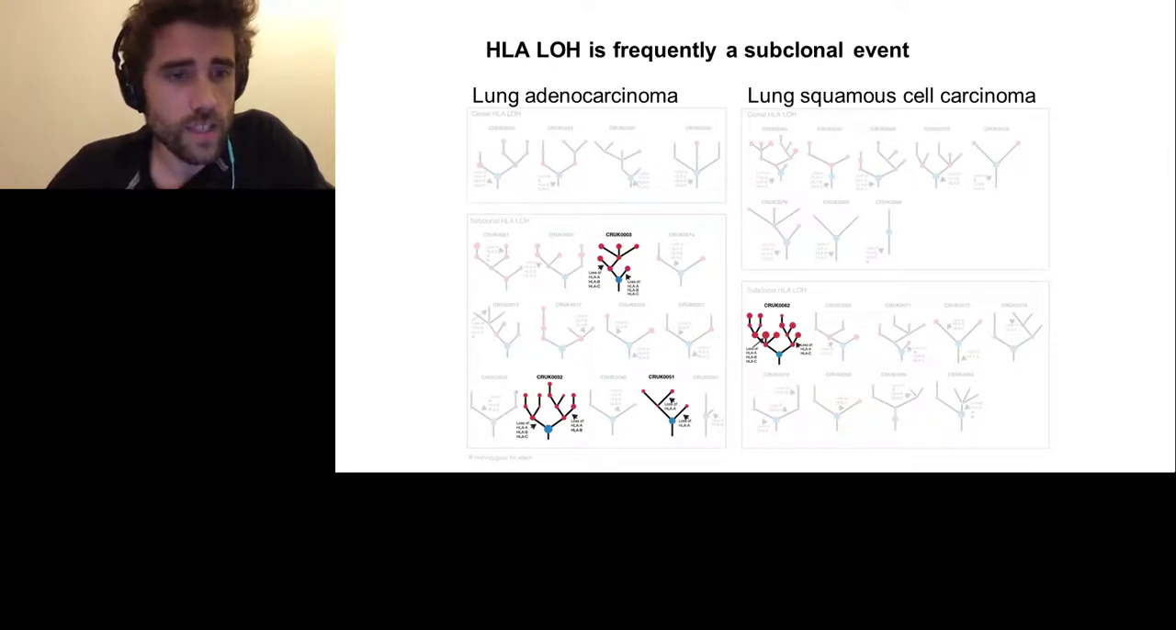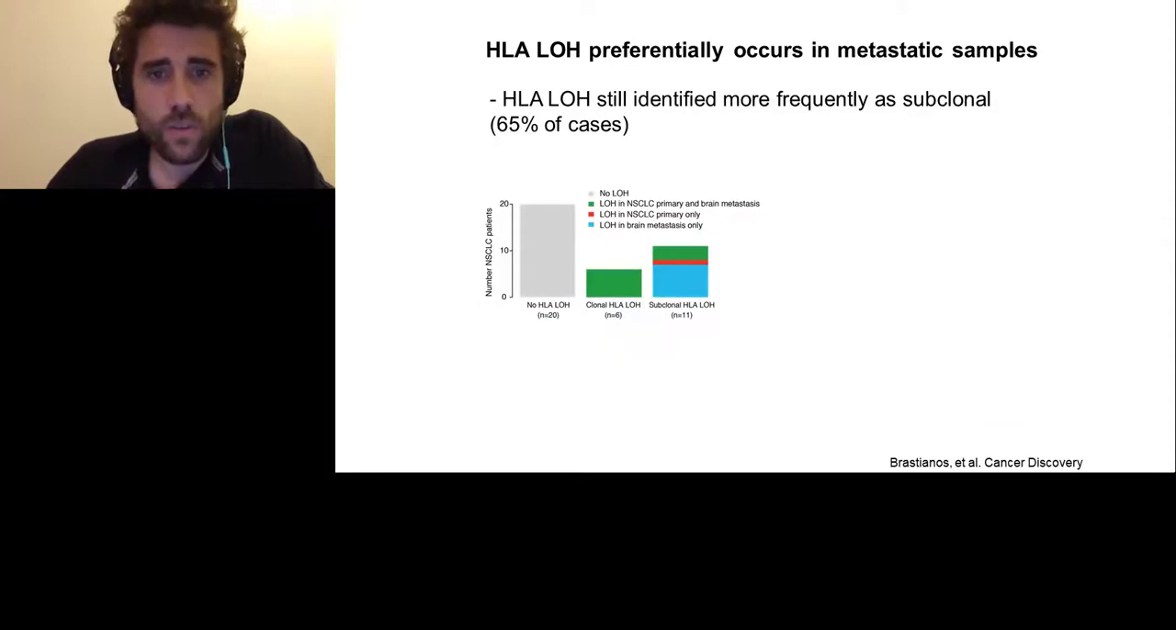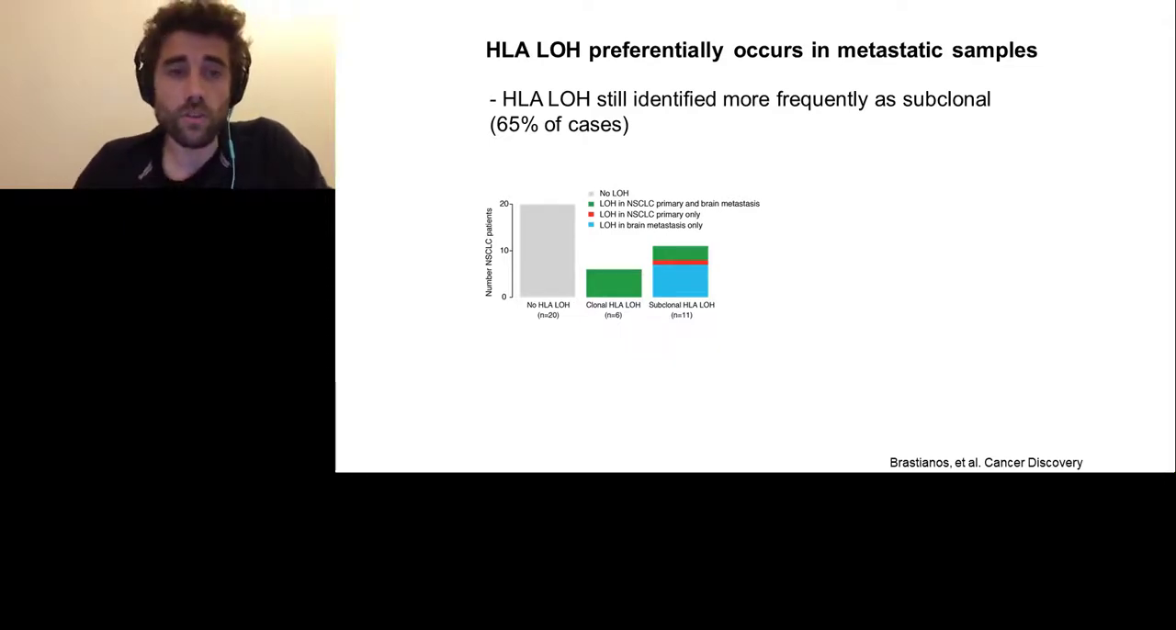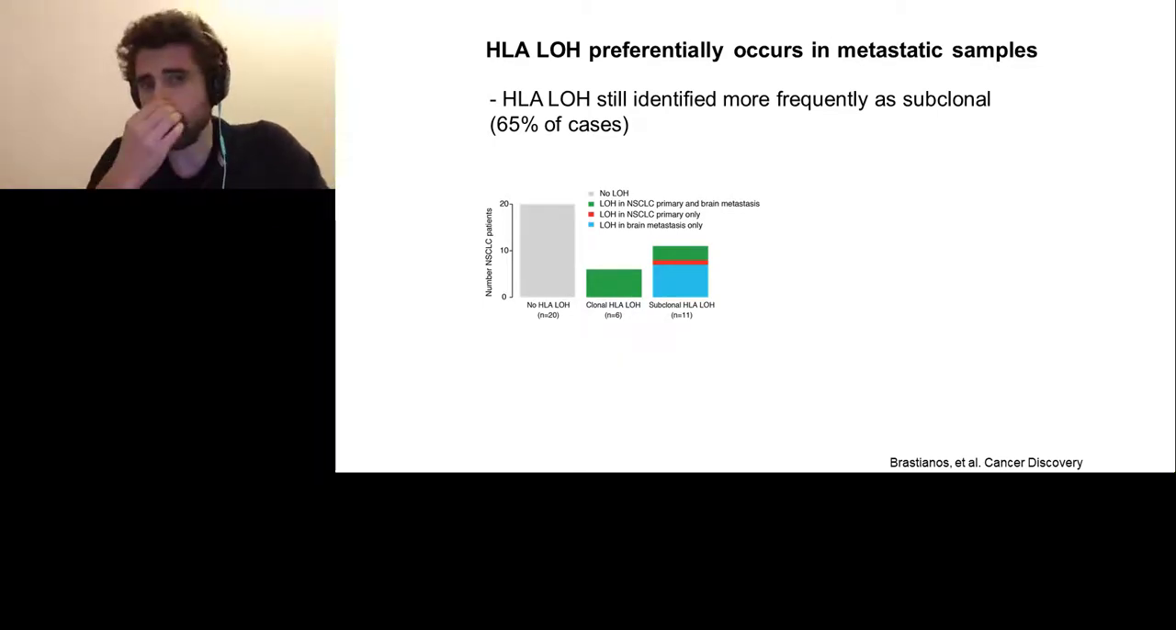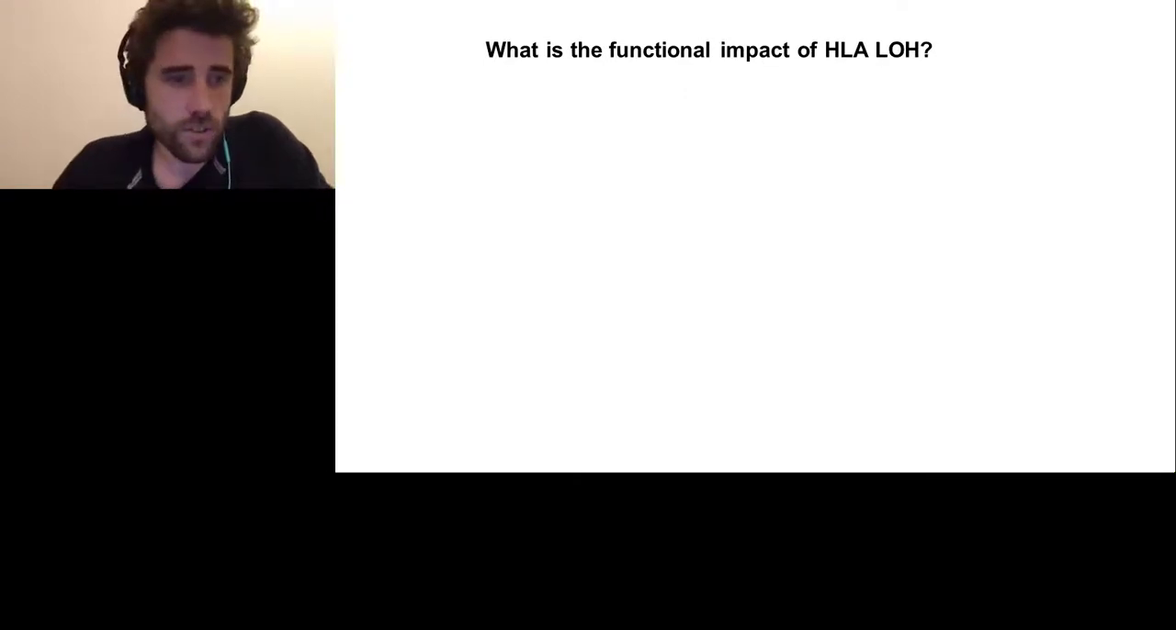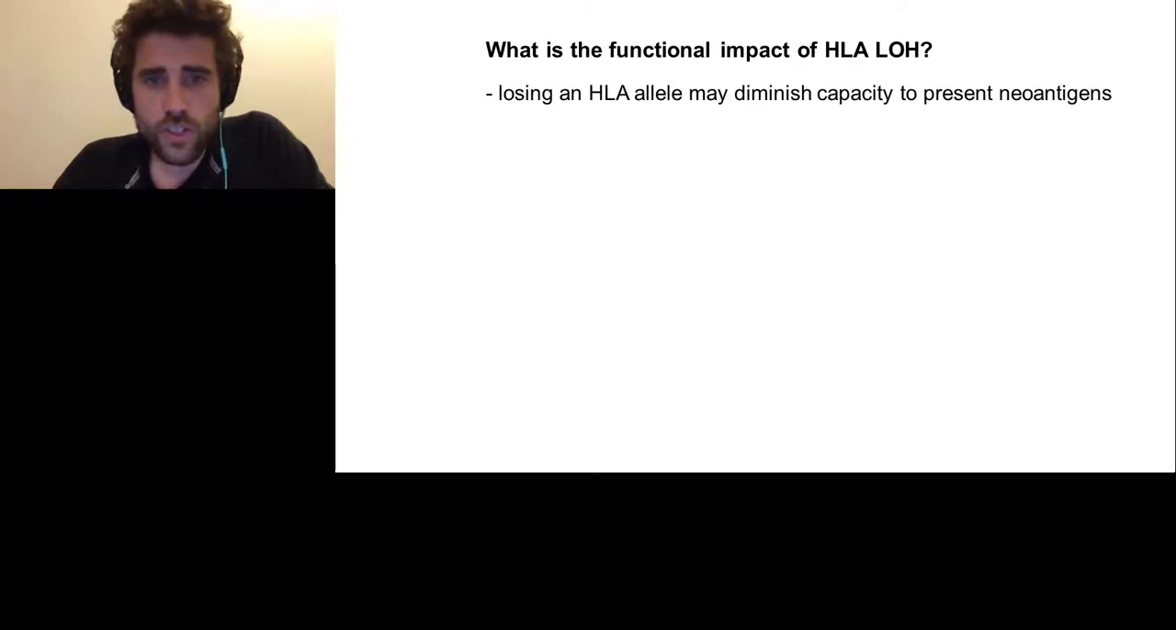Consistent with that, when we looked in paired biopsies where we had primary tumour as well as metastasis, there seemed to be some enrichment for this LOH event to occur in the metastatic samples compared to the primary tumours when it was subclonal in nature. And finally, we could ask, what is the functional impact of this HLA-LOH event? Is it actually important? Given that it's selected, we'd assume it is, but what actually happens? We predict that losing an HLA allele may diminish the capacity to present neoantigens. So if you've lost this HLA allele, these neoantigens may no longer be recognized by the T cell as foreign because they're not being presented anymore.